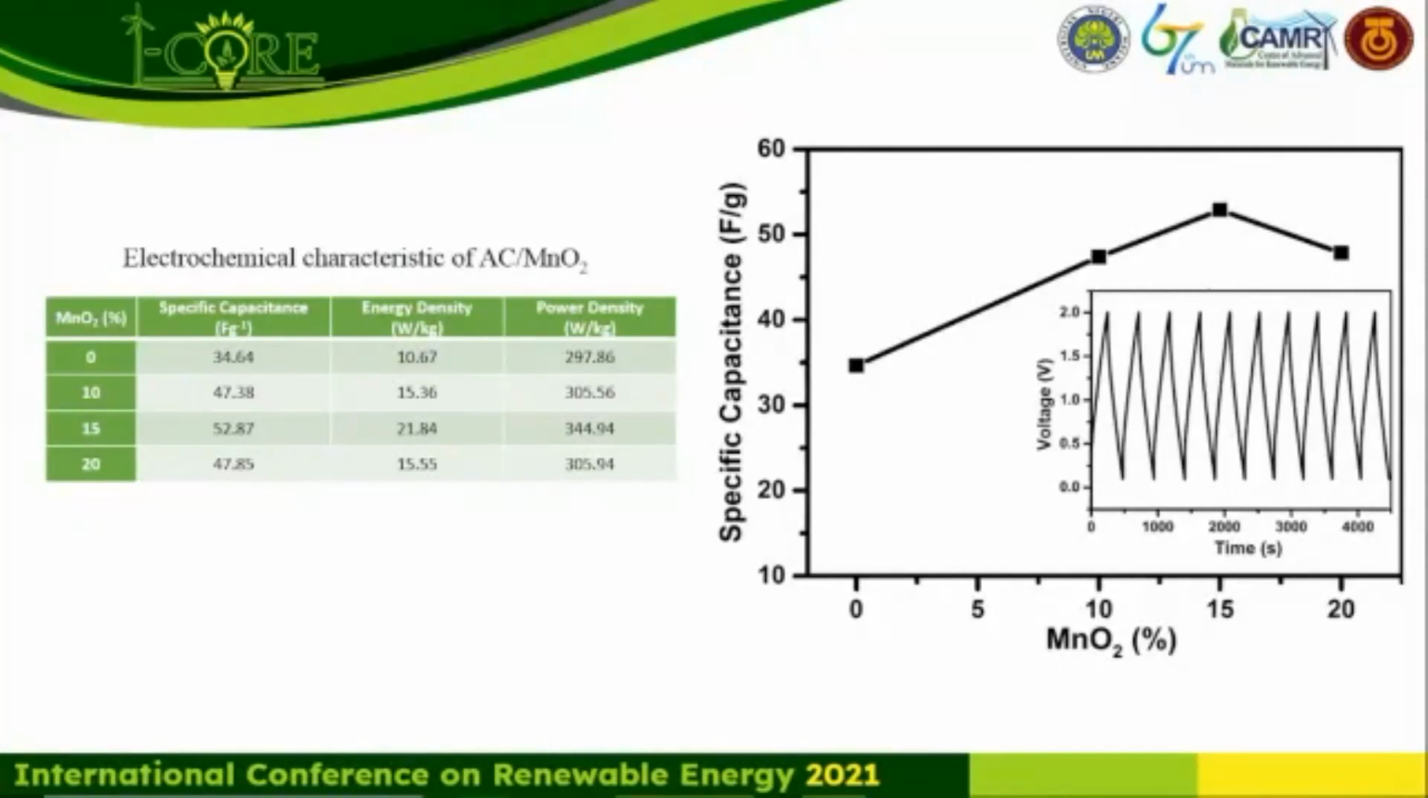AC/MnO2 15% exhibits a competitive specific capacitance value of 52.87 farad per gram, which indicates good electrochemical performance caused by the ion transfer. From the figure and table below, the most optimum supercapacitor performance was the electrode with 15% MnO2 due to the decreased internal resistance and transfer of electrolyte ions. However, the decreased capacitance in 20% AC/MnO2 was due to resistance that inhibited the reaction between MnO2 and the electrolyte.